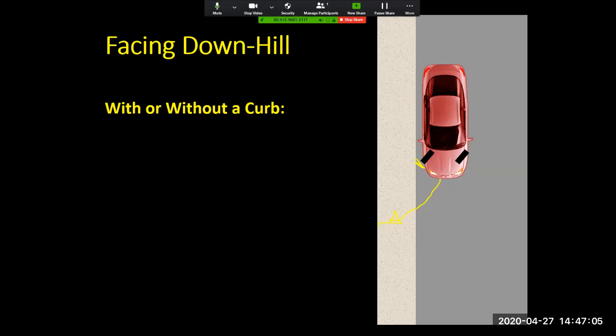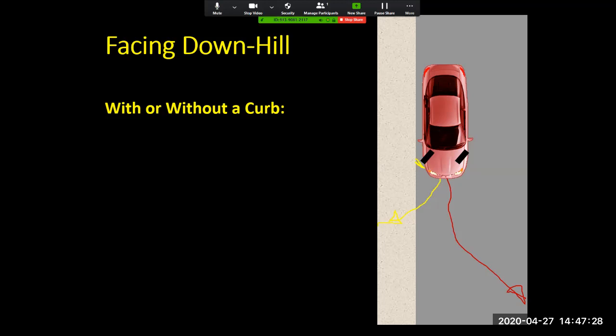Okay, when we're parking on a hill, what we want to avoid, and the reason you want to think about these, is if our park brake and parking brake fail, we don't want our car rolling out into the street. Okay, that's going to cause a huge hazard for everybody and cause a lot more damage than us just going off into the grass or into the ditch.